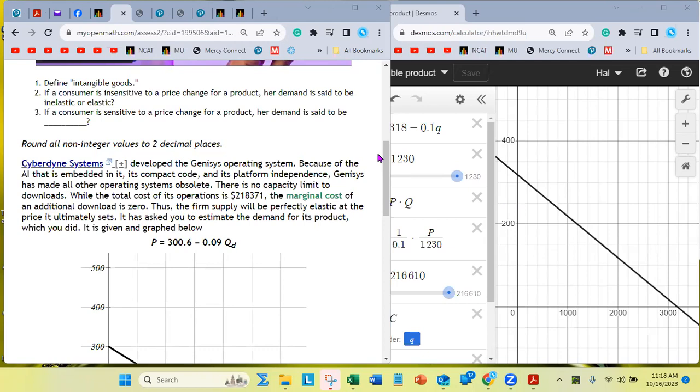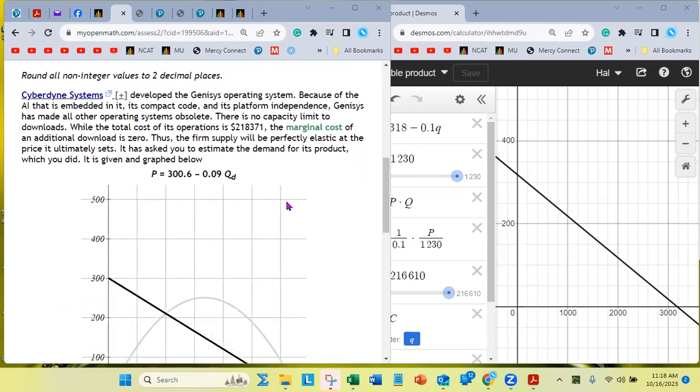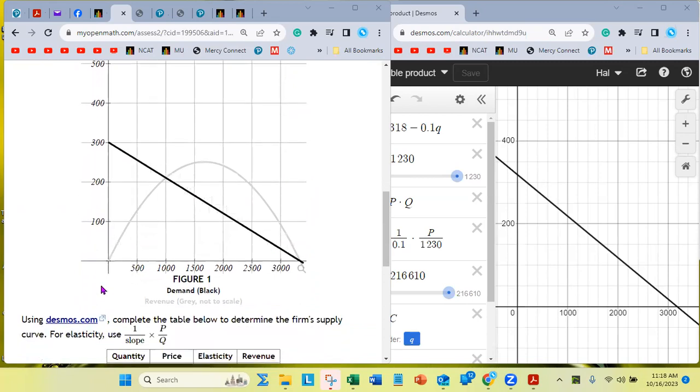And your demand curve is right there at 300.6 minus 0.09 times quantity, right? Your demand curve is going to be different than mine, but the mechanics used in this problem are going to be all the same. Okay, so there's my demand curve. If you notice, there's a light gray curve in the background. And that light gray curve is the revenue equation.